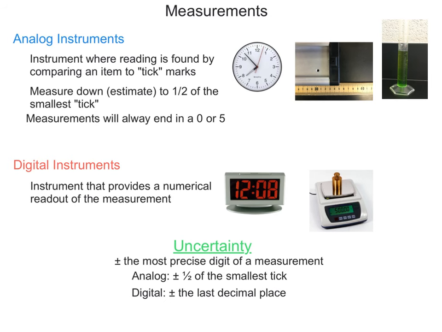Uncertainty in an instrument is plus or minus the most precise digit of that measurement. Now, uncertainty is exactly like it sounds, how certain you are of the measurement. Of course, you're not perfectly certain. You can't be perfectly certain of anything when it comes to taking a measurement, so it's a range that the measurement could have legitimately fallen in. In an analog instrument, it will be half of the smallest tick, and with a digital instrument, it'll be plus or minus whatever the last decimal place is. Let's now look at this using a few examples.